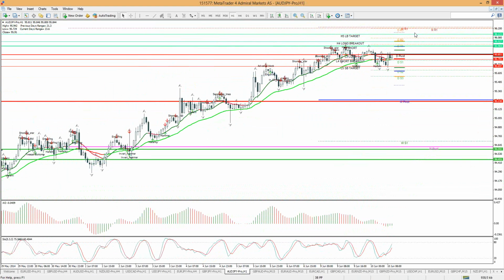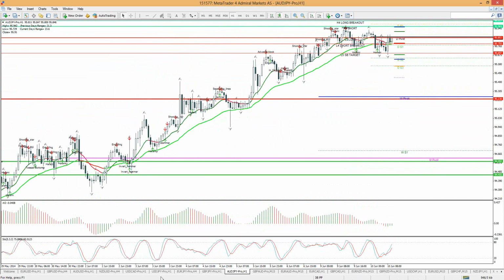Or 96.10, 96.20, there could be that potential breakout. Not a lot of space actually if you look at the number. This looks bigger than it is in terms of pips, so maybe not that much. But there is a potential breakout possible there.